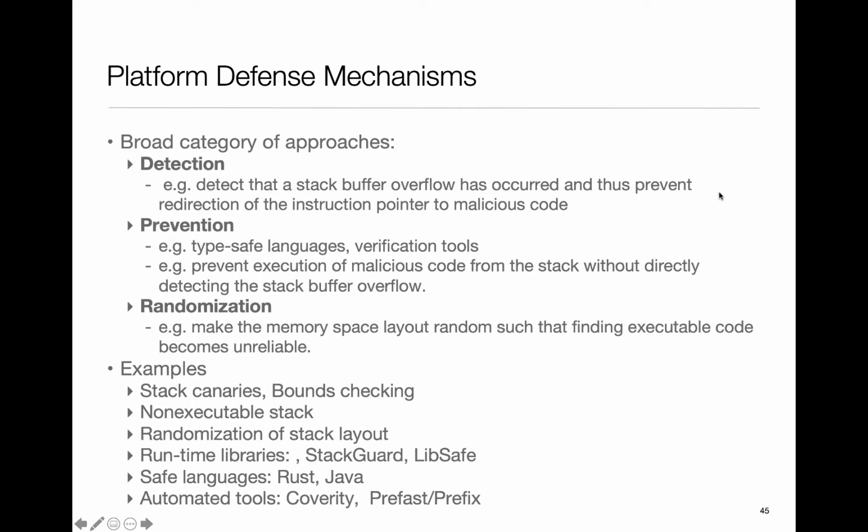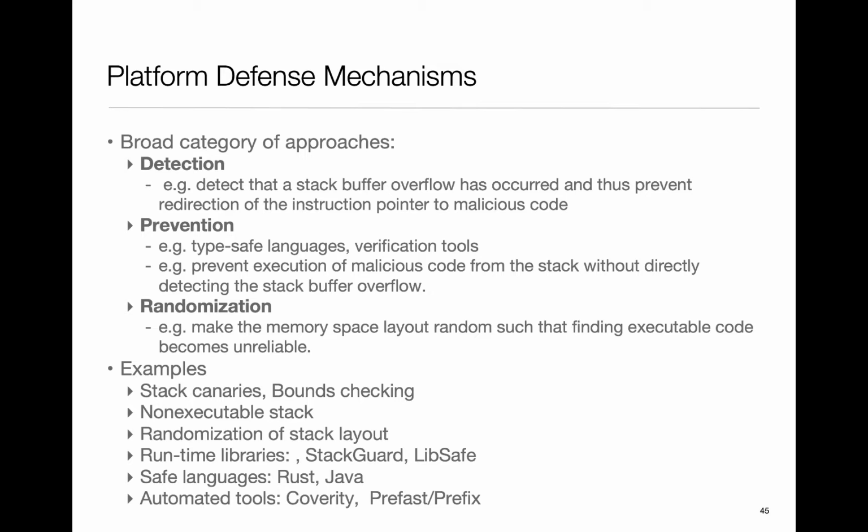So now that we've discussed a majority of the attacks, how do we go about defending against these attacks? There's a broad category of approaches. The first being detection. So for example, can we actually detect that there is a stack overflow and prevent the redirection of the instruction pointer to some malicious code? The second would be preventing these types of attacks. So first would be either using type-safe languages or using a tool that verifies you're not using any vulnerabilities, but also preventing execution of malicious code from the stack without directly detecting the stack buffer overflow.